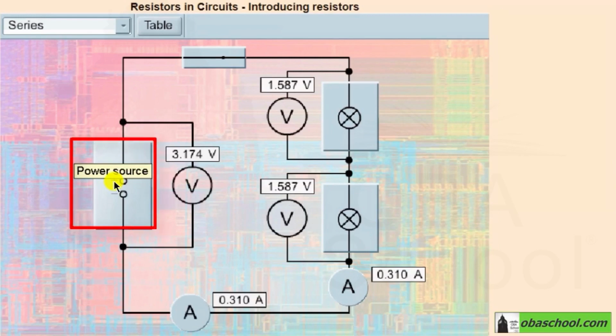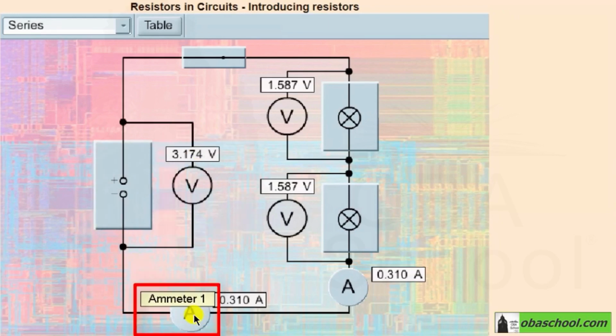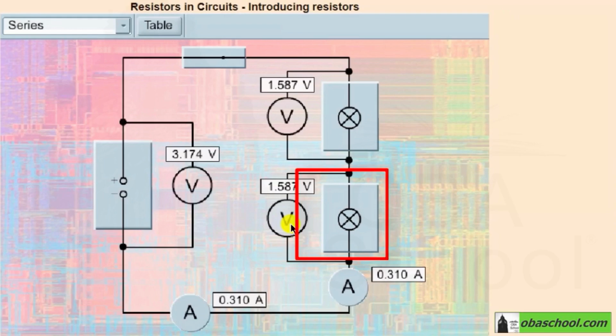This is a power supply where a voltmeter is connected to it in parallel. And here's an ammeter reading the current passing in this branch. And here's another ammeter reading the current passing through this component with a voltmeter connected to it in parallel to read its voltage.